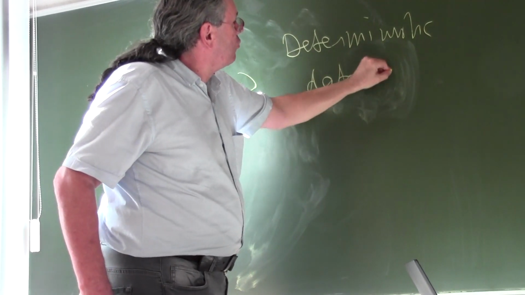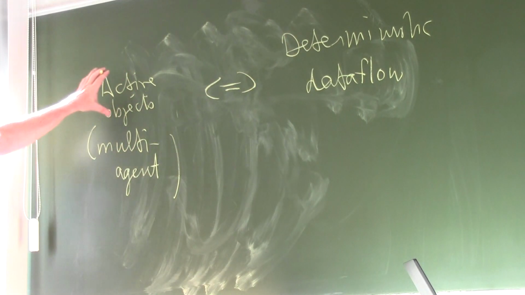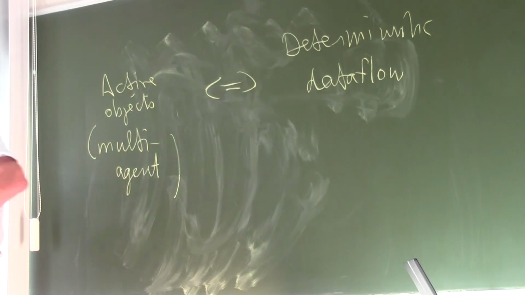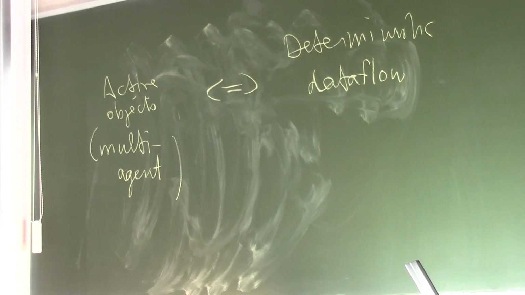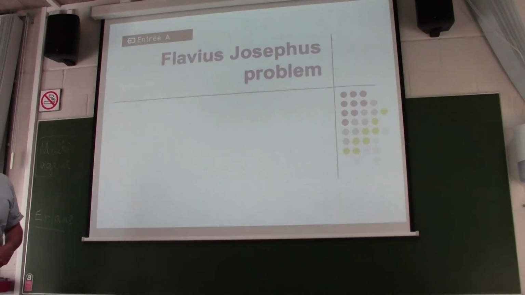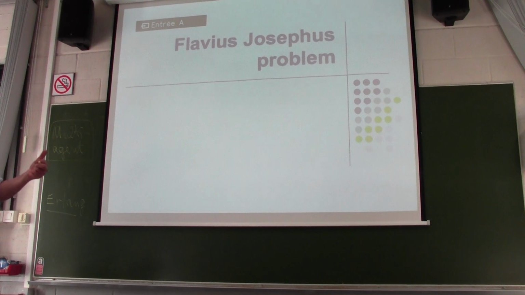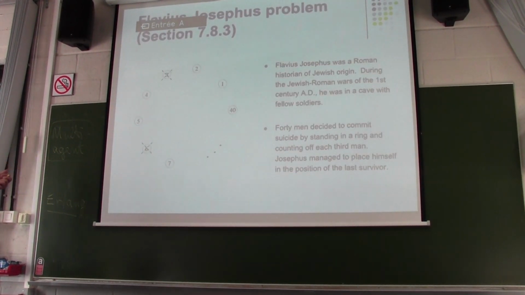I will show you how to solve the same problem, and we will write an active object program for it, and we will write a deterministic data flow program. And you see, the programs are very different, even though they're doing exactly the same thing. And the example is a very neat problem called the Flavius Josephus problem. This is a very famous problem, actually, with a lot of history behind it. And you can look it up. It's a really neat story.